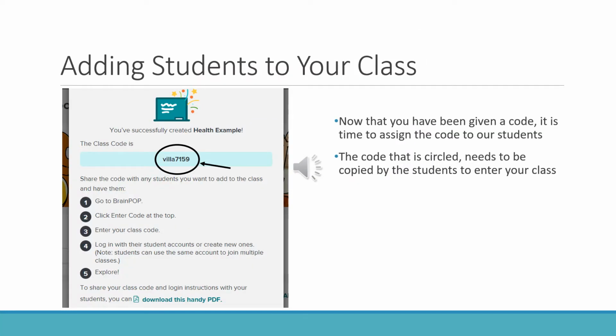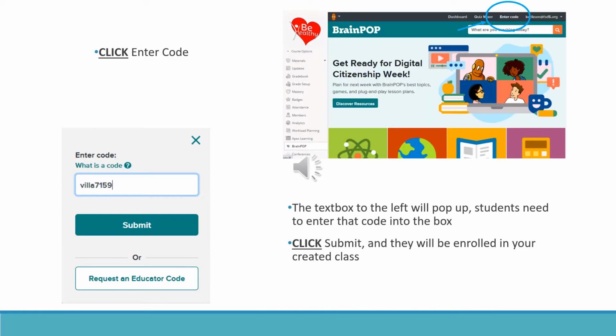All right, as you can see, you will get a class code that pops up. That class code is circled with an arrow pointing to it on your screen. You are going to need to add students to your class. So the way that you will do that is you will take this code and give it to your students so that they know what it is. And basically they are going to copy this code and paste it into a different place that you'll see on the next slide. But you just want to make sure that you make this code readily available to all your students so they can enter your class.